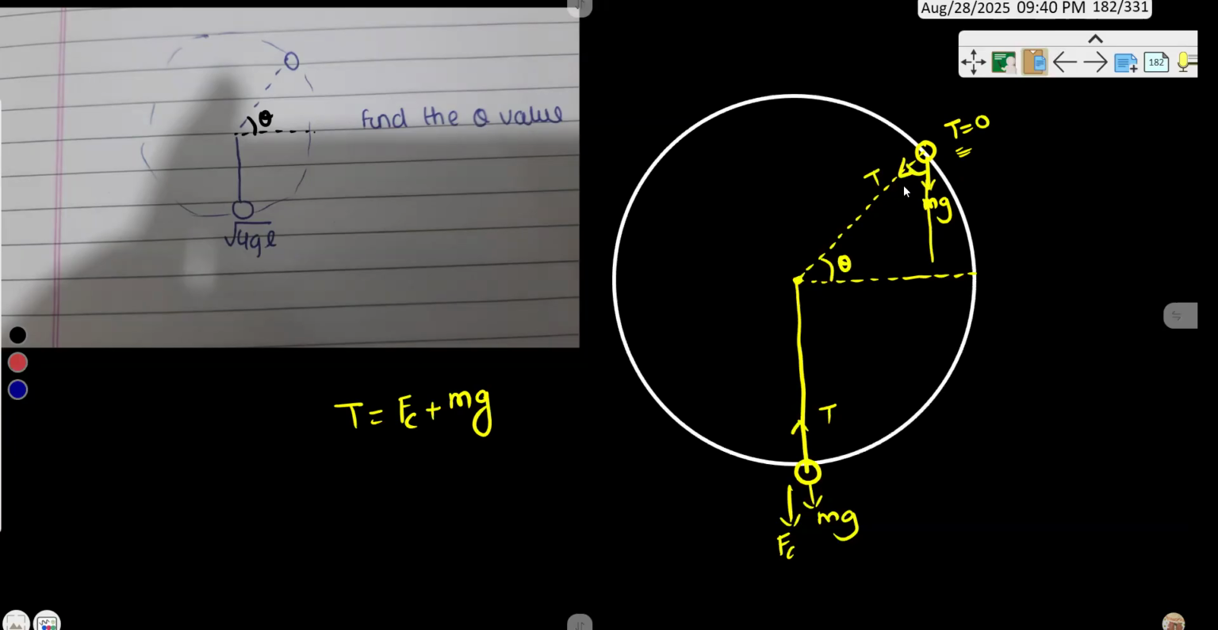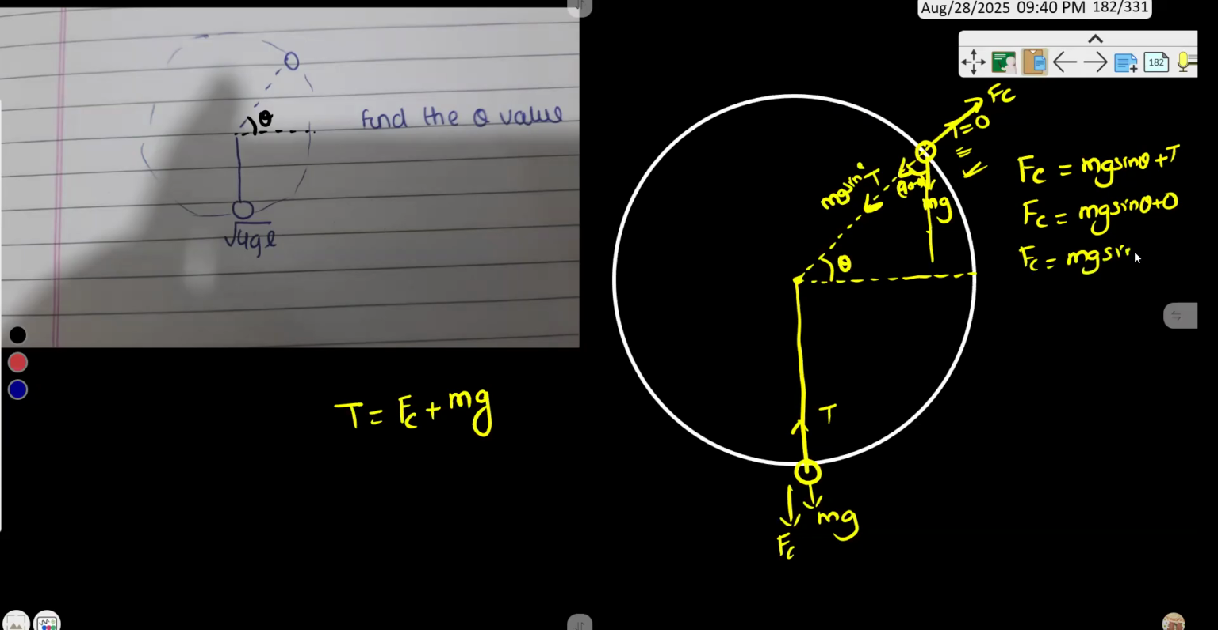And this is my 90 minus theta. So mg's component in this direction would be mg sine theta, and centrifugal force will be directed away from the center like this. So I will write centrifugal force is equal to mg sine theta plus tension T. But at this place, tension T is 0. So centrifugal force can be written as F is equal to mg sine theta plus 0. So centrifugal force at that place is mg sine theta.